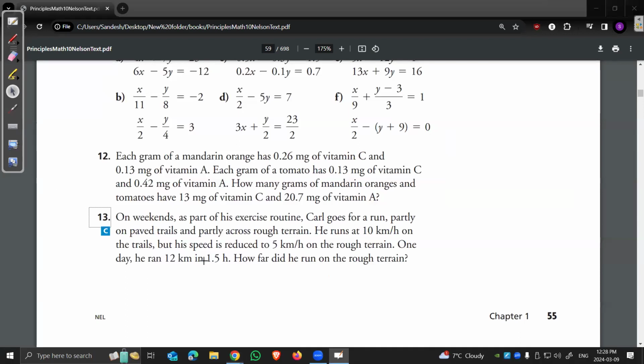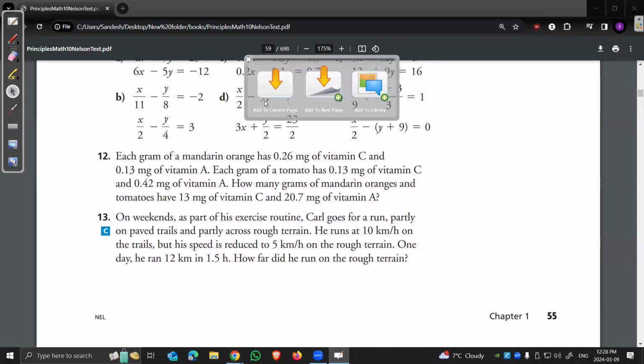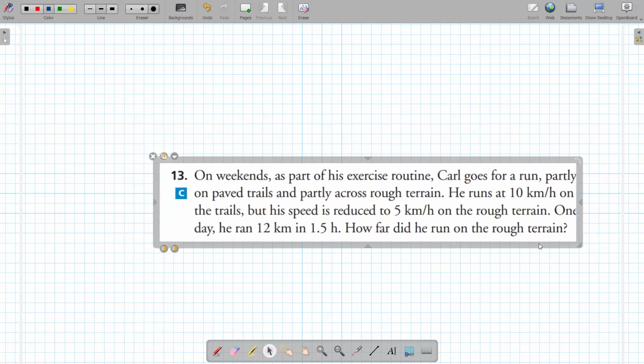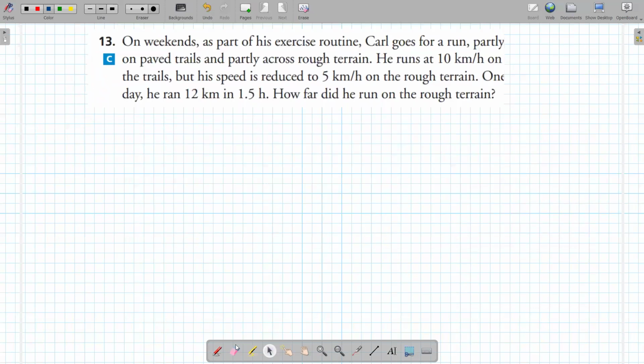Let's try this, the one with a C on it. So someone's going for a run, Carl. He's going through paved trails and rough terrain. He runs 10 kilometers per hour on the trails, but his speed is reduced to 5 kilometers per hour on the rough terrain. One day he ran 12 kilometers in an hour and a half. How far did he run on the rough terrain?